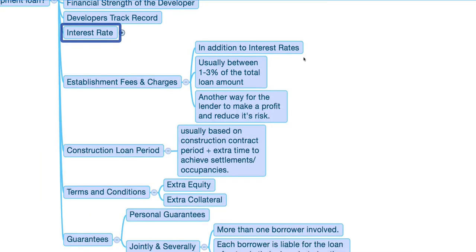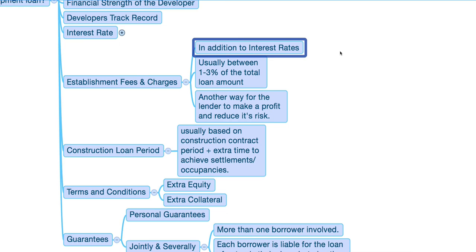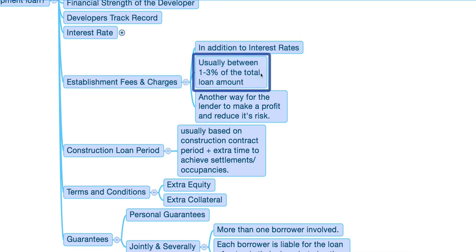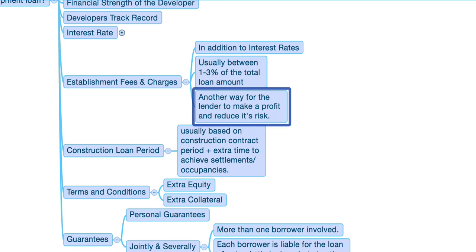Establishment fees and charges, in addition to interest rates. Apart from this, all this is add-on. So usually between 1 to 3% of total loan amount establishment fee. For example, the fee that we're paying in that is really, really high. It's 1.75%, which includes 0.25% commission for the agent, for the broker, and so on. And that's another way for them to reduce risk and increase their profit.